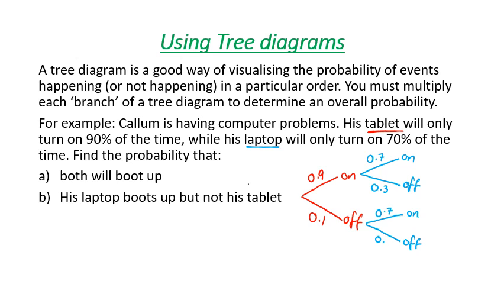0.7, 0.3. Now, we need to make sure that whichever path we take, we actually multiply the branches. So, for A, if they both turn on, we know that we're following this green path, on and on. So that would be 0.9 times 0.7.